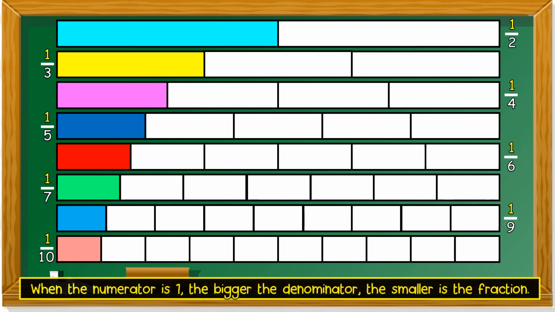You can see that when the numerator is number on top of the line. Nombor di atas garis ialah numerator. The bigger the denominator, the smaller is the fraction. Nombor di bawah, kalau makin besar, sebenarnya lebih kecil. Kena hati-hati. Okay.